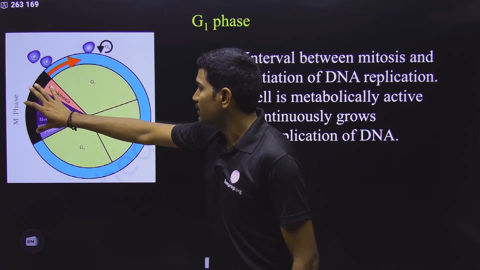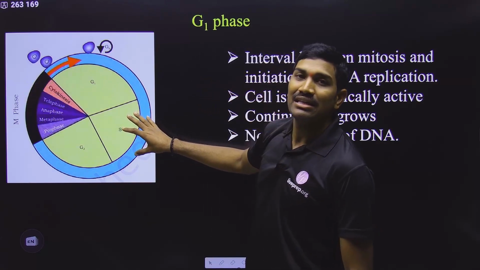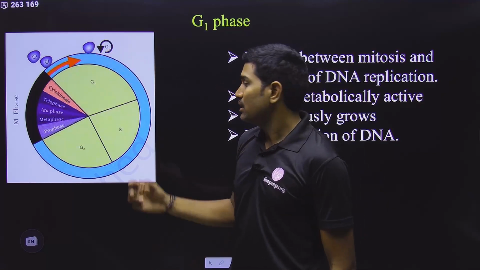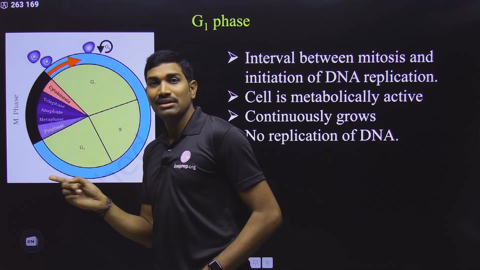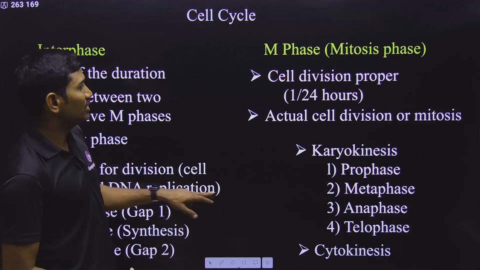The first gap is between the mitotic phase, meaning actual cell division, and the S phase, meaning the DNA synthesis phase. Between these, the G1 phase is there. If the sentence is reversed, what will be the answer? The second gap phase is the answer. So you need to observe these minute things also.